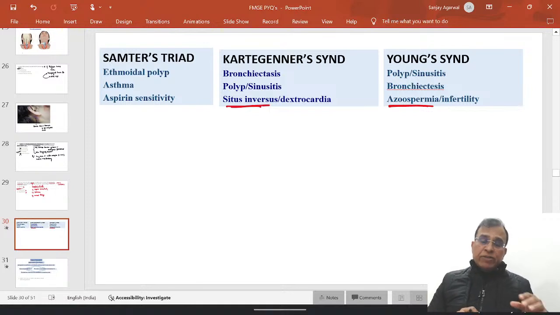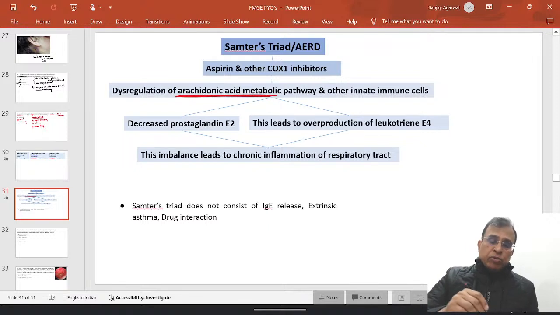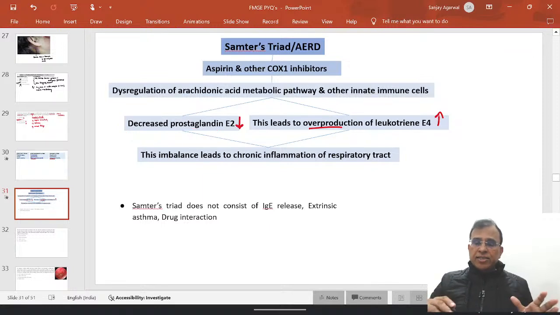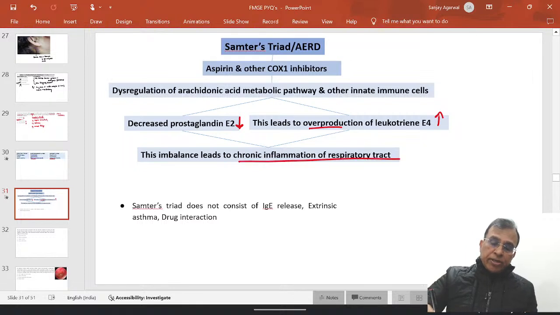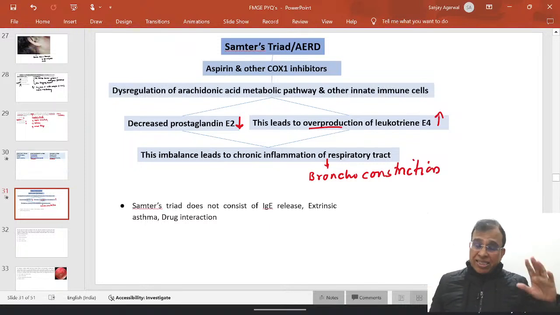Right. Now Samter's triad is the most commonly asked out of the three. In Samter's triad, like I told you, the patient is sensitive to aspirin and other COX-1 inhibitors. So what does this do? It causes dysregulation of the arachidonic acid metabolic pathway. This pathway gets disturbed, and as a result, two things happen. Prostaglandin E2 will decrease and leukotriene E4 will increase, overproduction. As a result, there is a chronic inflammatory condition of the respiratory tract. That's why there is wheezing and all that. And this causes bronchoconstriction, which is the reason for the wheezing and breathlessness.